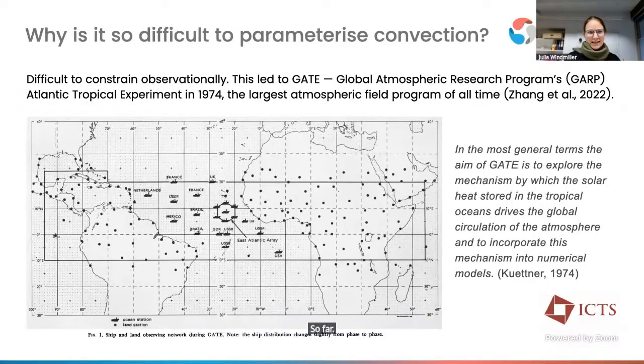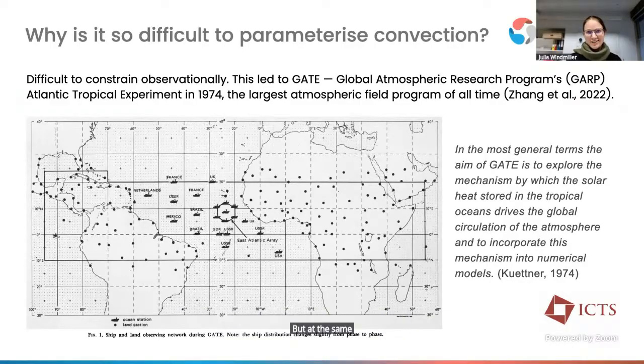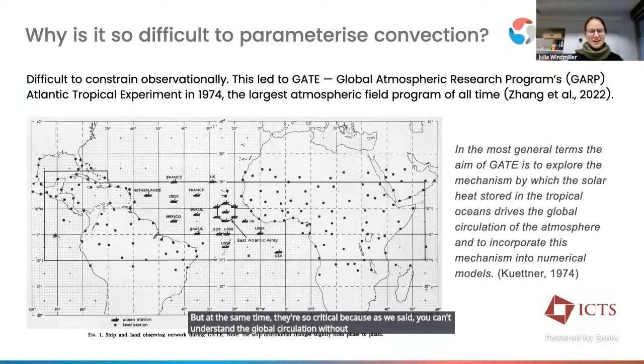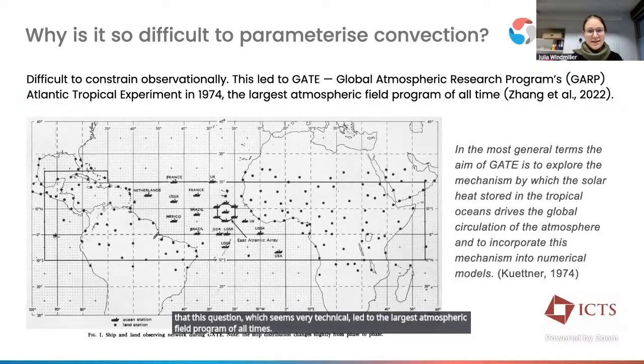So far, so good. The problem is that convective parameterization schemes are tricky to develop. One of the reasons they are tricky to develop, and we'll talk about another later, is that they are very difficult to constrain observationally. But at the same time, they're so critical because, as we said, you can't understand the global circulation without representing the effect of clouds. This question, which seems very technical, led to the largest atmospheric field program of all times. That was the GATE campaign that happened in 1974.